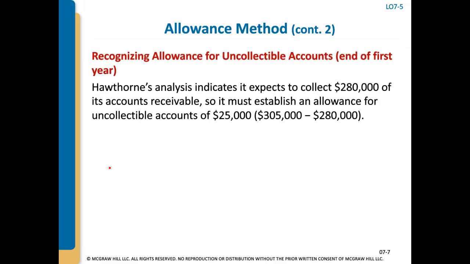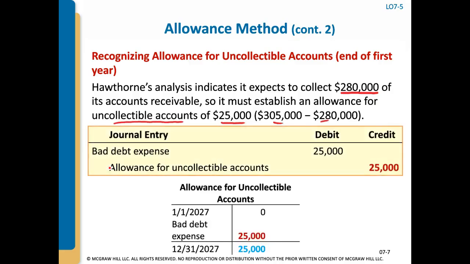Okay. Hawthorne's analysis indicates that it expects to collect $280,000, not the $305,000, of its accounts receivable. So therefore, it has to establish an allowance for uncollectible accounts for $25,000, right? The difference between the 305 and 280. The way we do that is we book an expense called bad debt expense for $25,000. So we increase our expense and we credit this allowance for uncollectible accounts. Remember, this is a contra asset account against accounts receivable.